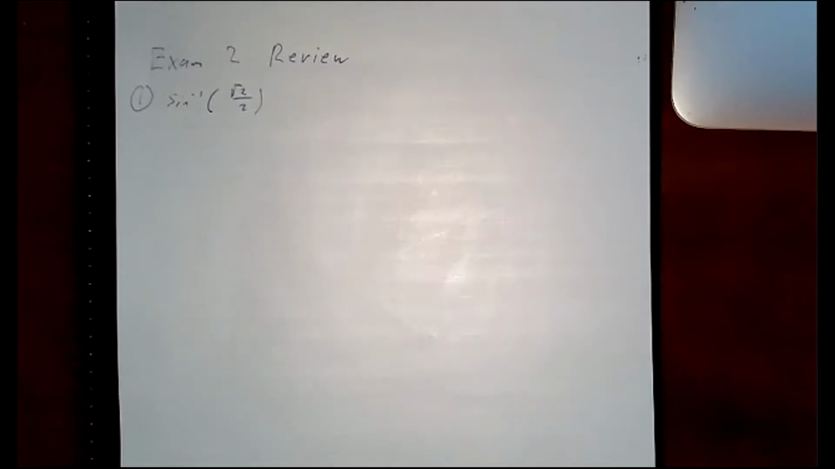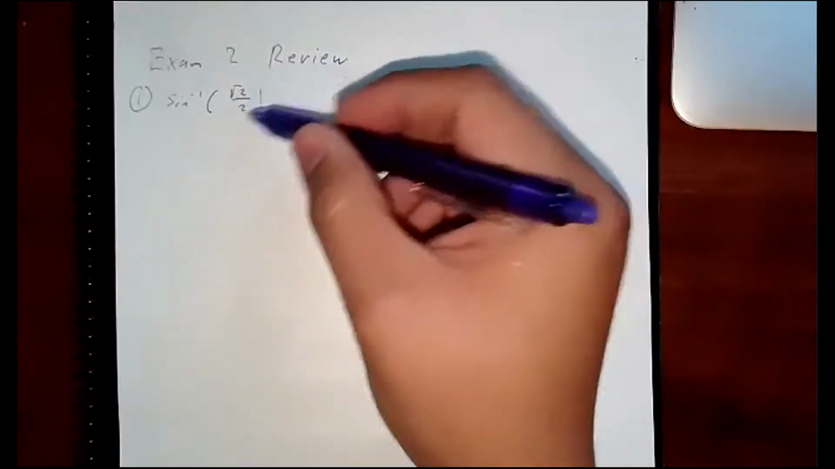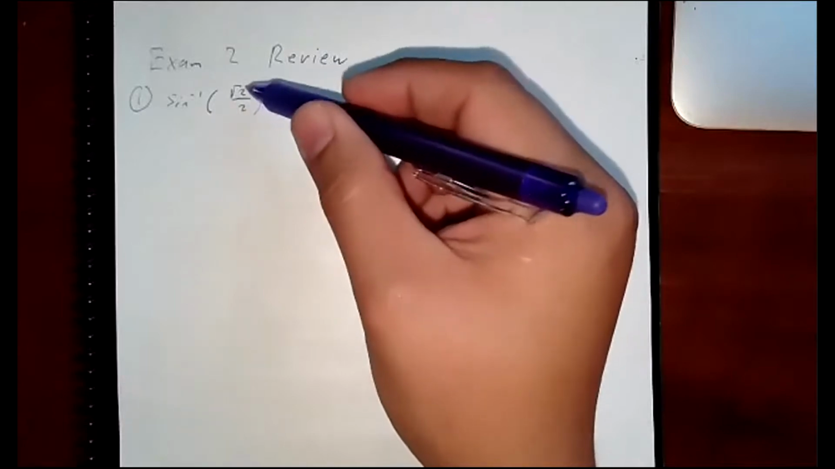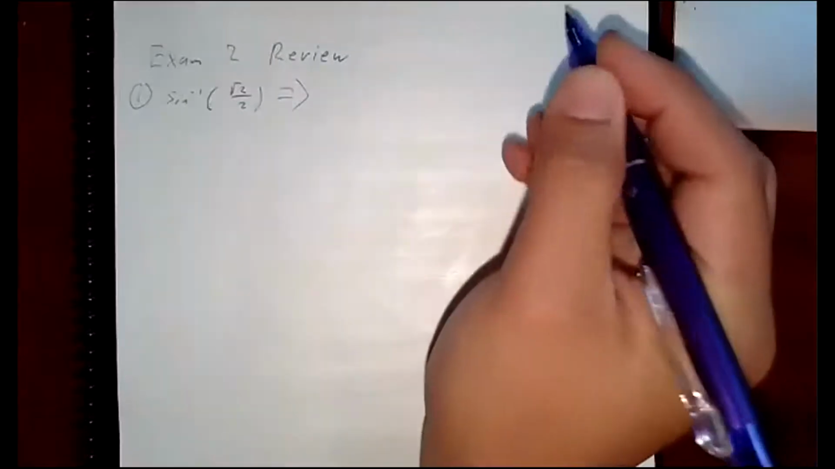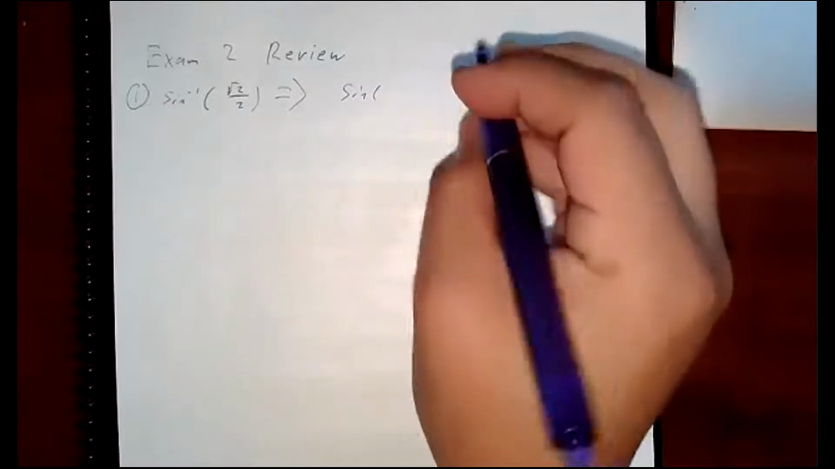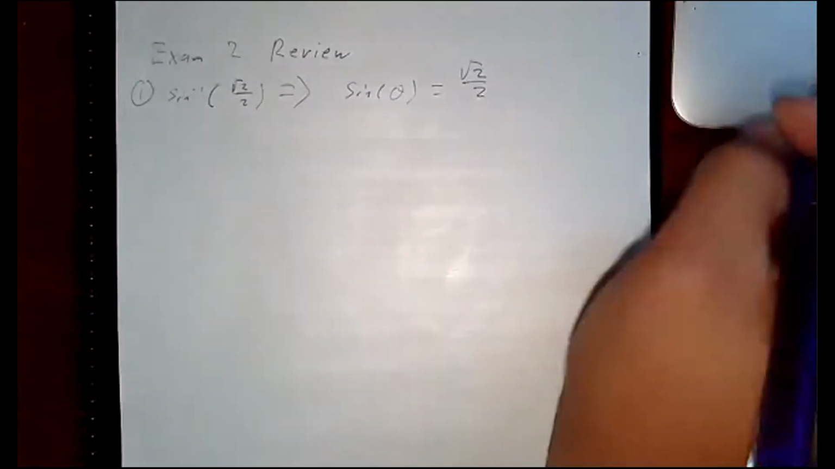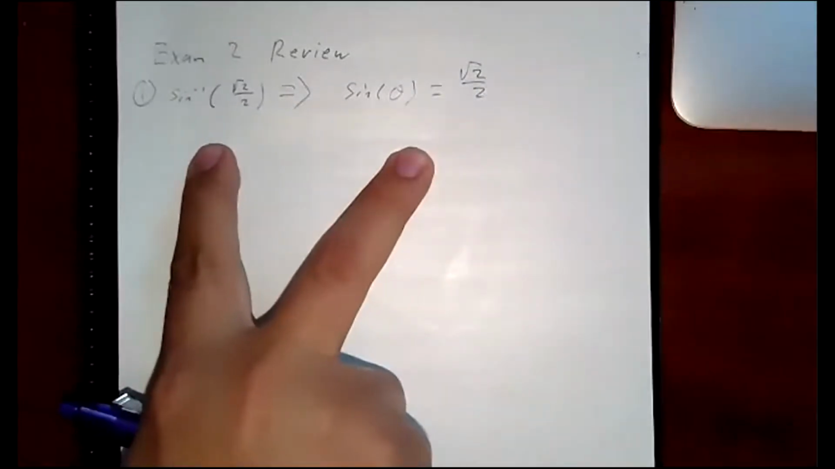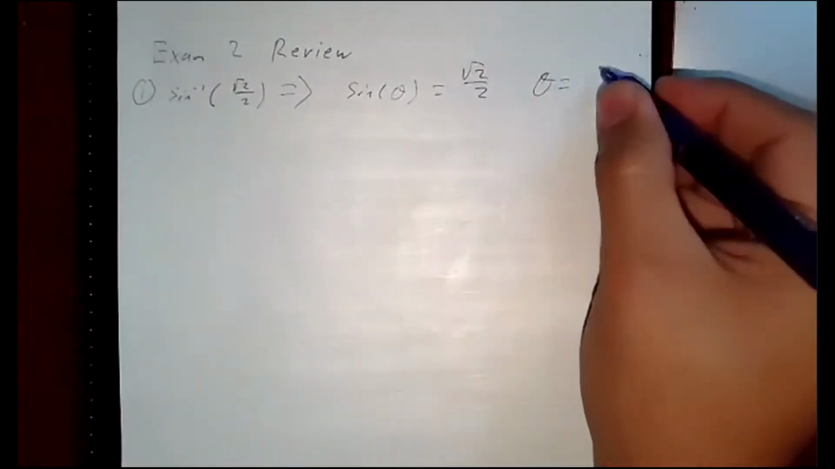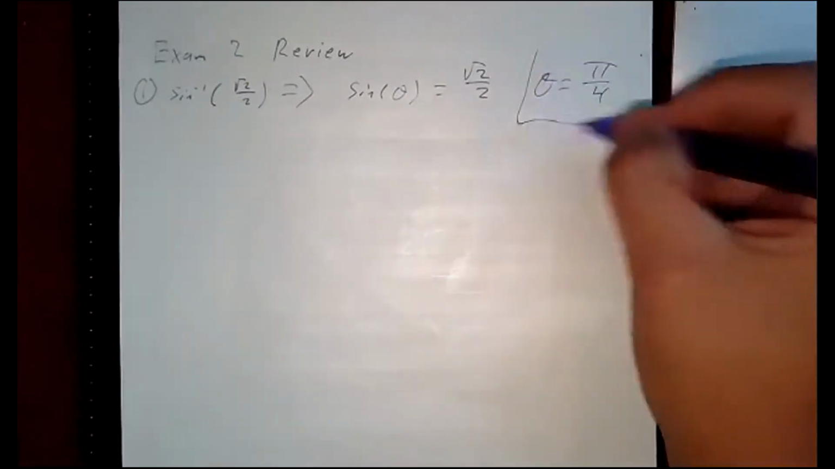So basically, you look at the unit circle, right, and figure out what angle gives me a square root 2 over 2. So you can change this into using the definition and say what theta gives me a square root 2 over 2. The same question, these two questions. The theta would be pi over 4. Right? There's not much to do here.